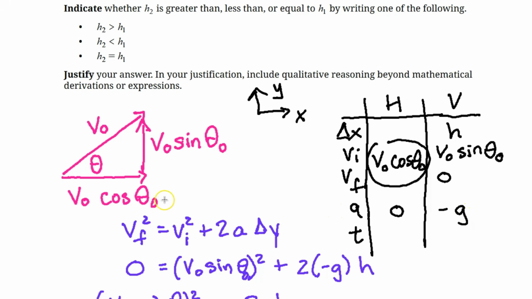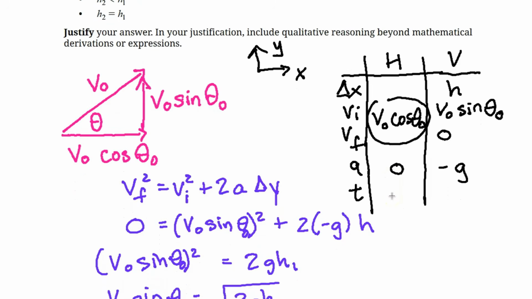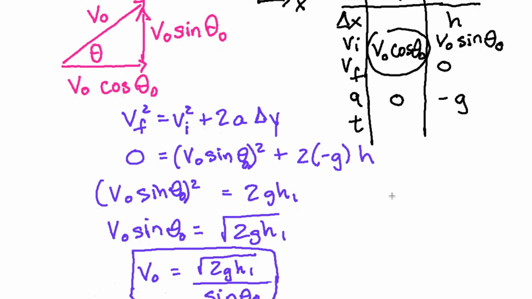Then I'm going to choose an equation from the equation sheet, which is vf squared equals vi squared plus 2a delta y. I'm selecting this because I don't know anything about time and I'm not looking for time, so I'm looking for the equation that does not have time. Next, I'm going to substitute my givens and solve for v naught.